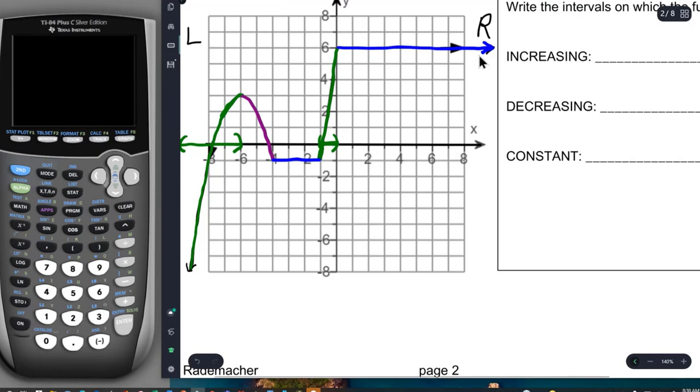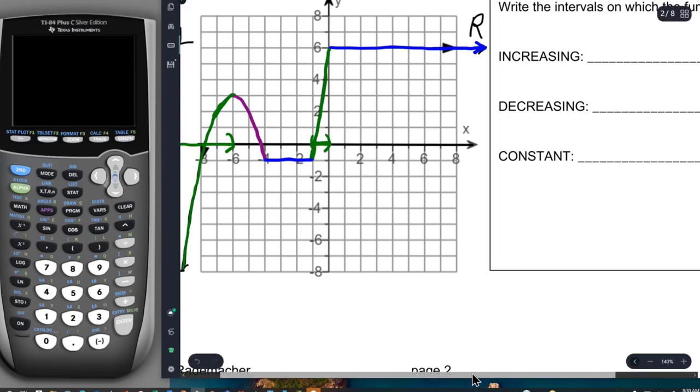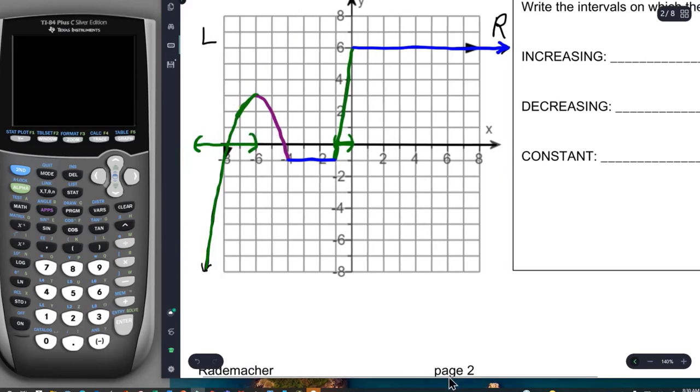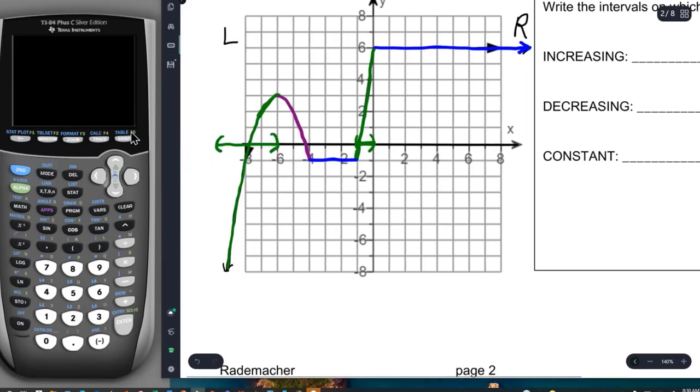And then it's not going up anymore. So I'm done with the green. So I might as well go over here to increasing. And now I need my infinities. So negative infinity is out here, and positive infinity is out here. And there's the x-axis, but I'm going to be marking on it. All right, so we have to figure out what these intervals are. Okay, negative infinity to negative 6, and negative 1 to 0.